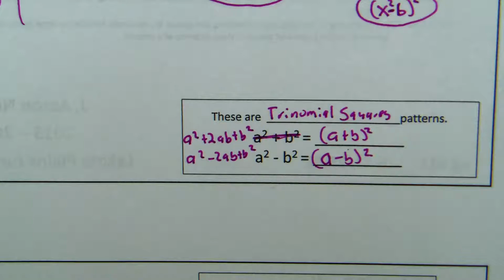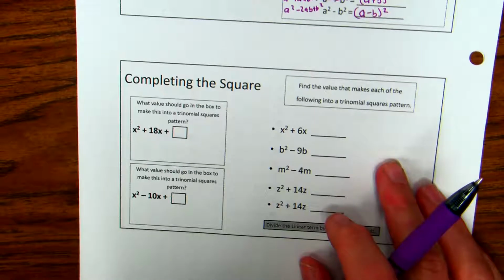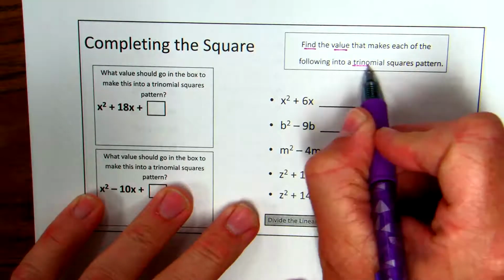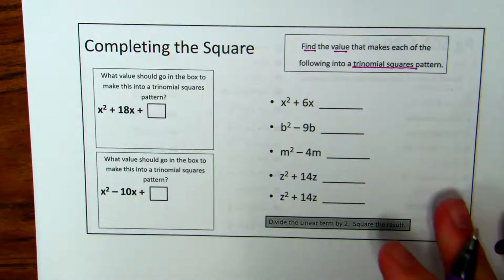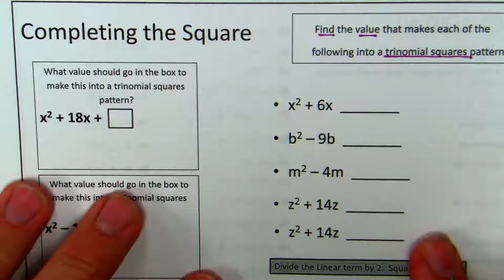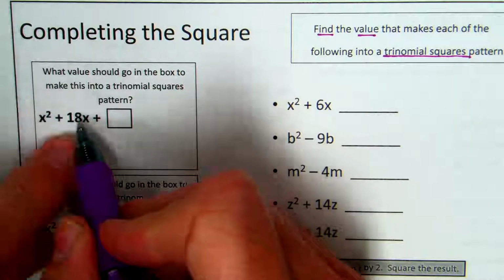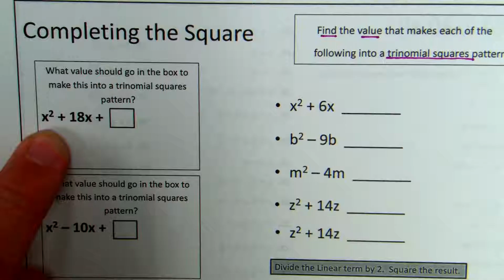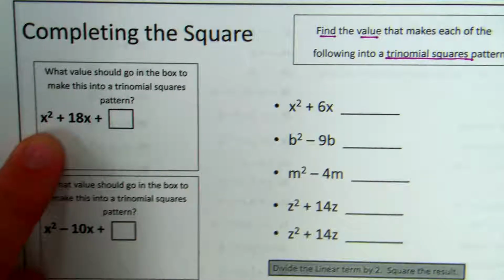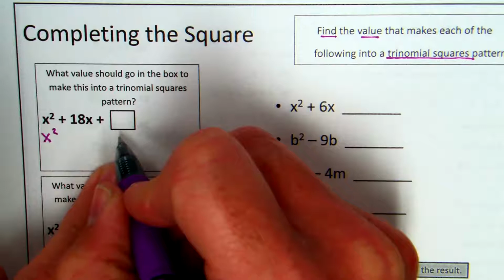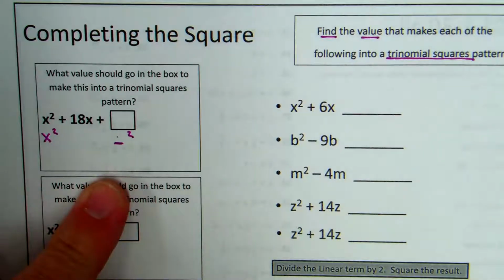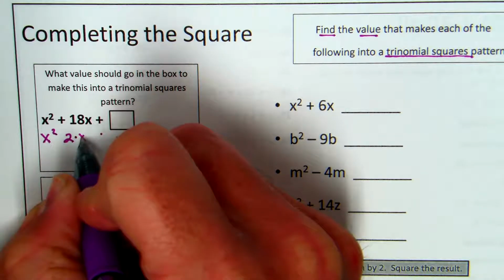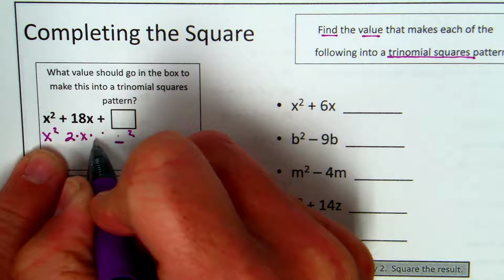The reason we refresh our memory on that is because when we complete the square, we're trying to find the value that makes a trinomial squares pattern. So if I had a trinomial and the third term was missing, I have a perfect square here, x times itself. I know I'm looking for a number times itself here, and I know that middle term has to be 2 times x times whatever this number is.